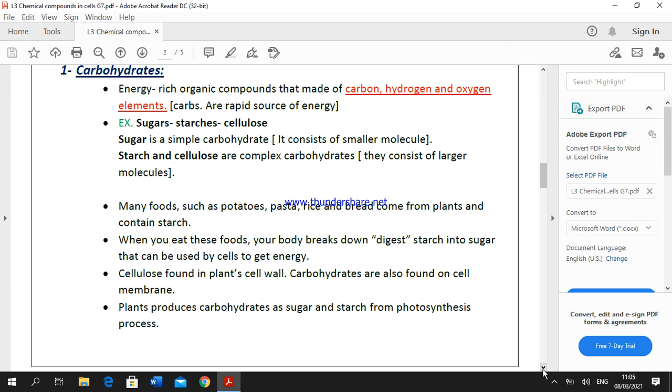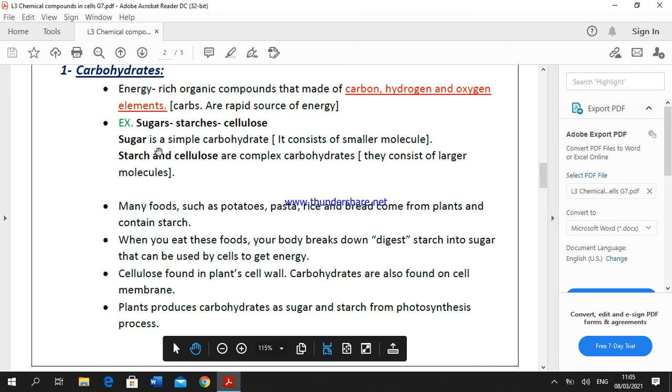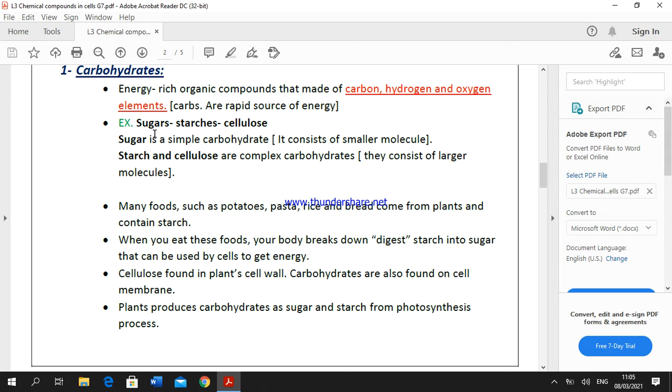We have many examples of carbohydrates. We have sugar, starch, cellulose. Sugar is a simple carbohydrate because it consists of smaller molecules, while starch and cellulose are known as complex carbohydrates because they are made up of larger molecules, and they take a longer time to be digested.